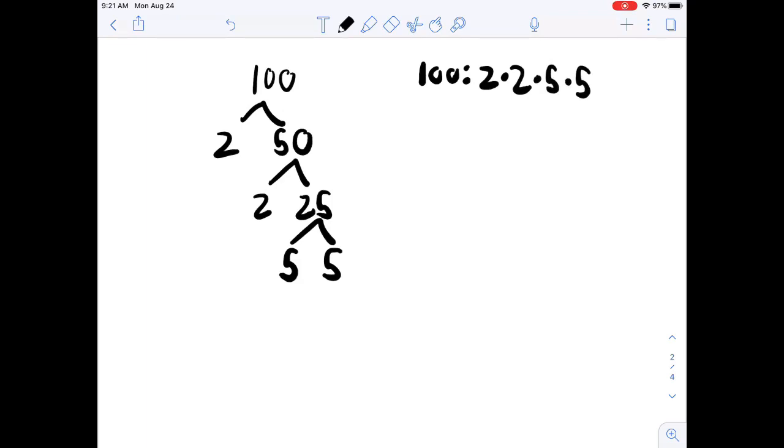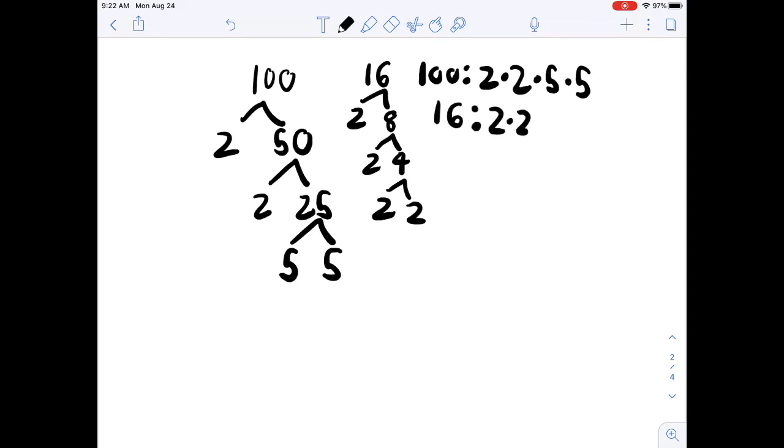And now it goes to 16. 2 and 8. 2 times 4. 2 and 2. So the prime factorization of 16 is 2 times 2 times 2 times 2.